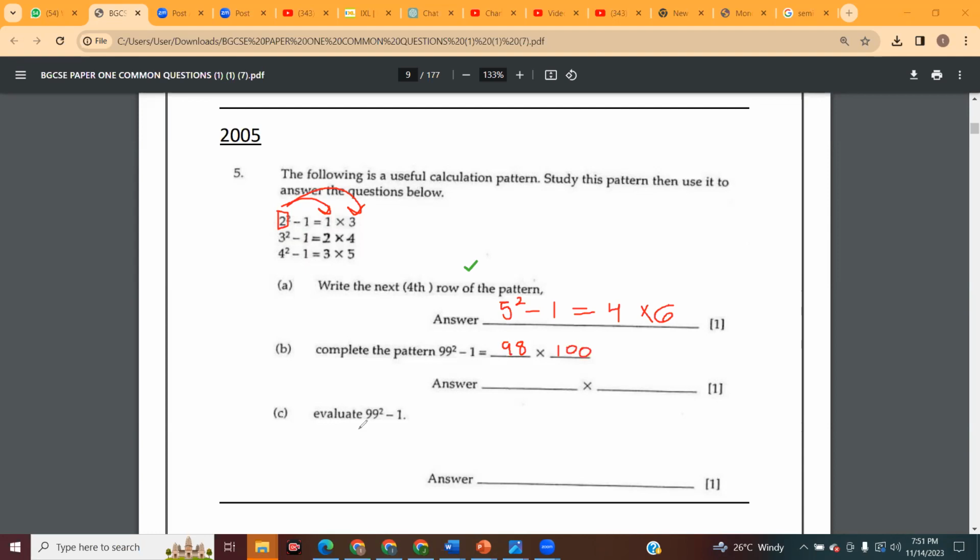And then they say evaluate it. Evaluate 99 squared minus 1. So it's going to be 98 multiplied by 100, which is what? 9,800. All right. So that's how you do it. Just follow the pattern. All right. Okay, let me see. Okay, no problem.